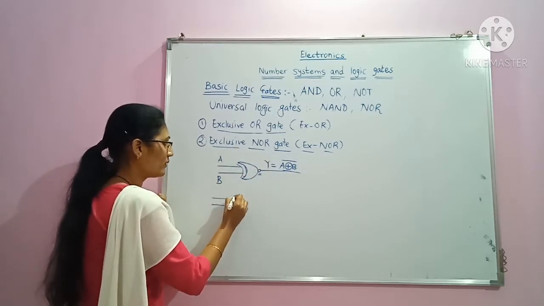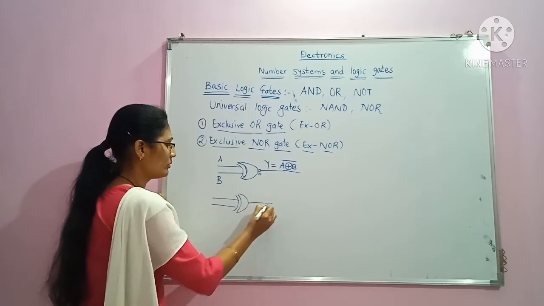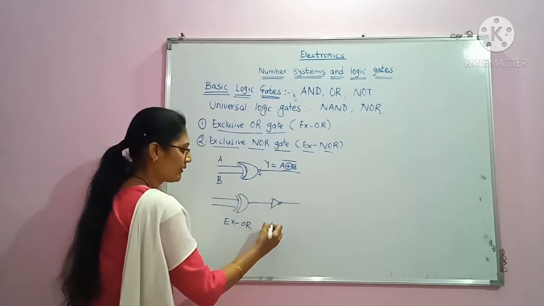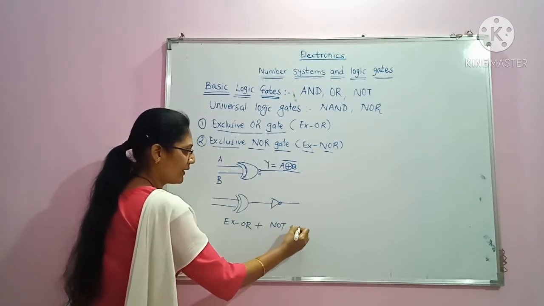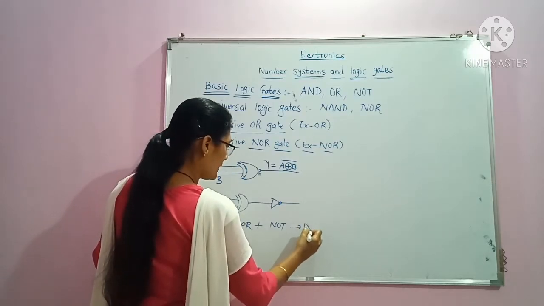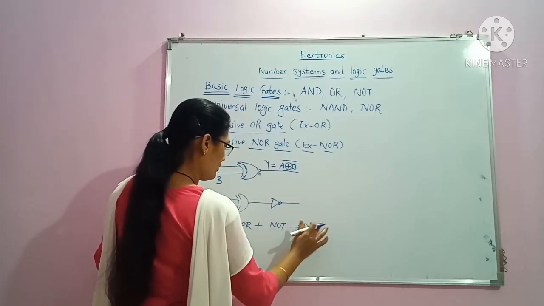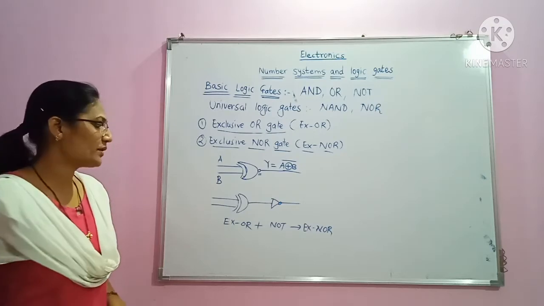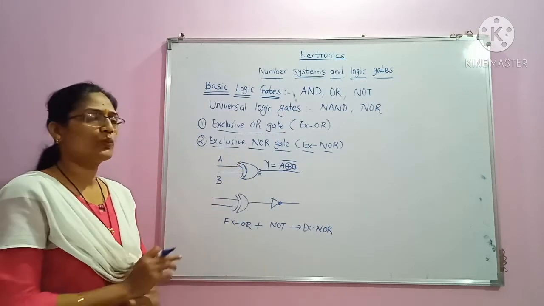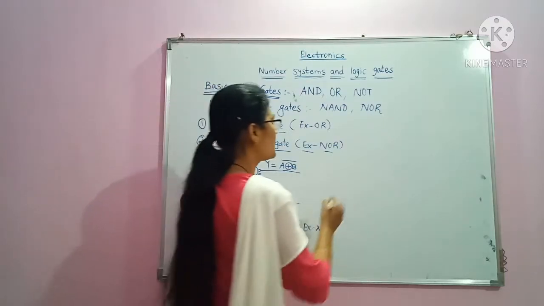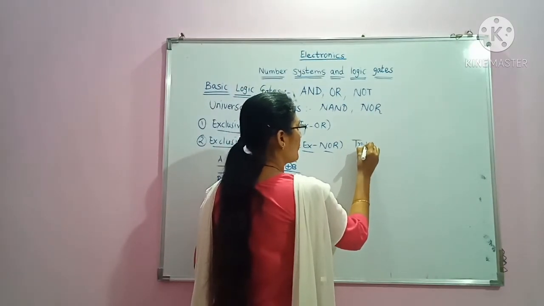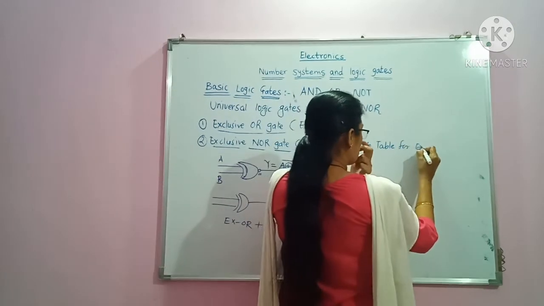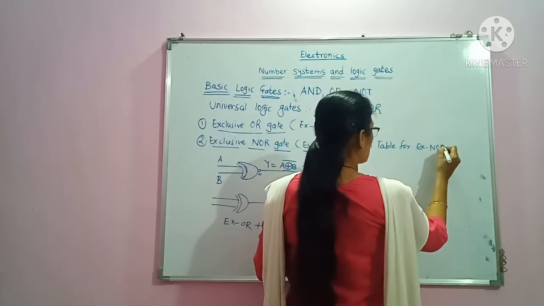It means that how we have generated this exclusive NOR gate. We have taken an exclusive OR gate, and to that gate we have added a NOT gate, and it has given me X NOR gate. So this is the simple understanding related to exclusive NOR gate. So we will move towards the truth table. It is represented as X NOR gate.